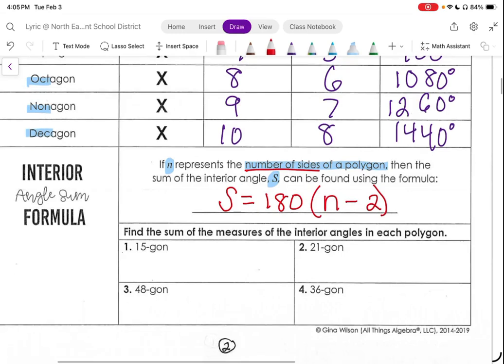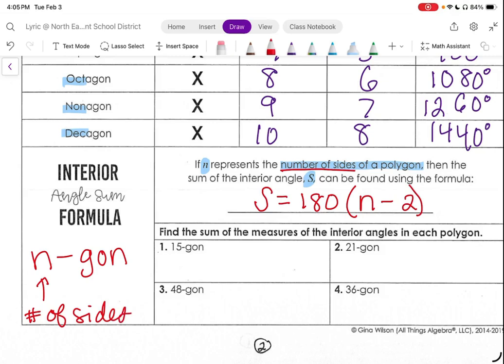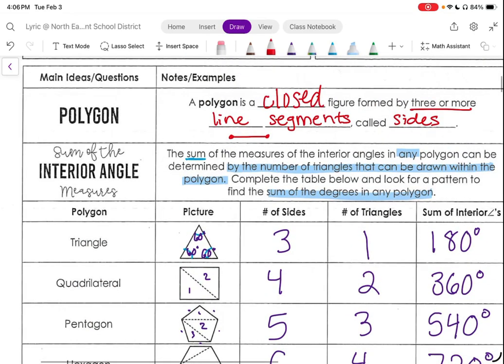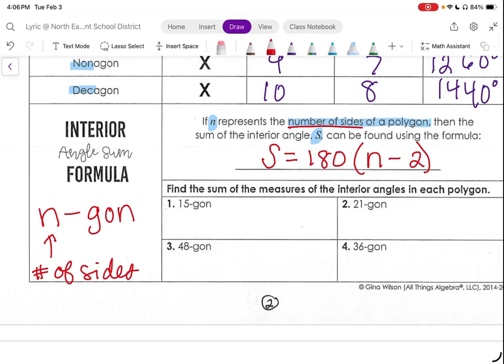So let's take a look at these problems below. I actually want you to write this here on your notes. On the left side, we're going to say that any shape can be considered an n-gon, with n representing the number of sides. So here in this next section, we see 15 gon, 21 gon, 48 gon, and 36 gon. That number is just telling you it is a polygon with the definition right here. Polygon, closed figure formed by 3 or more line segments. And then it tells you that the number is how many sides.